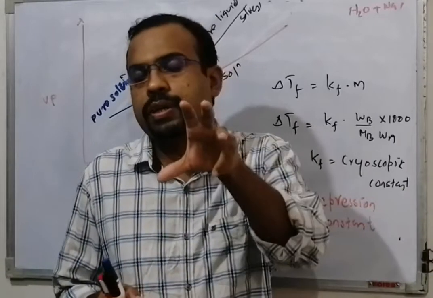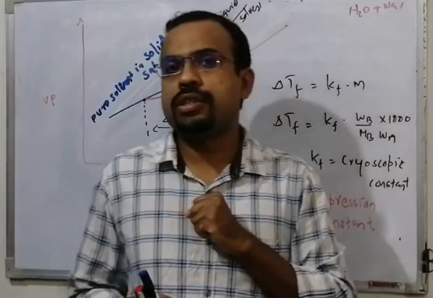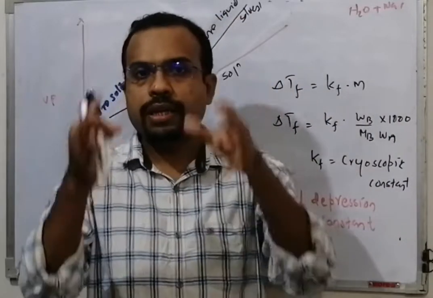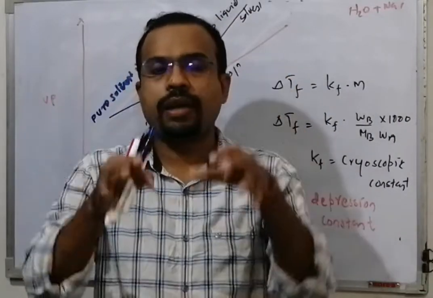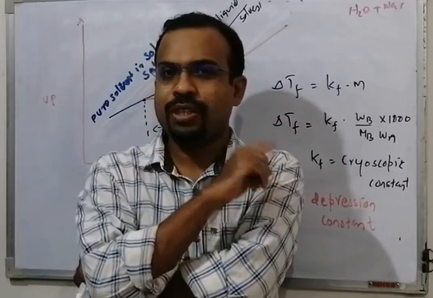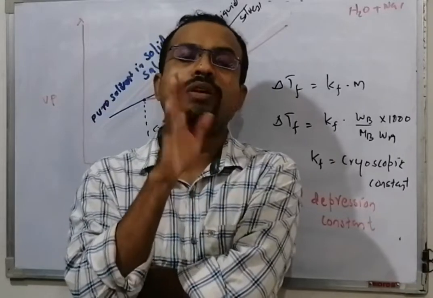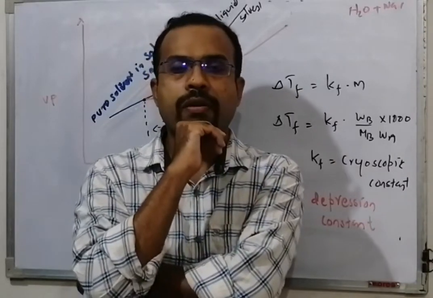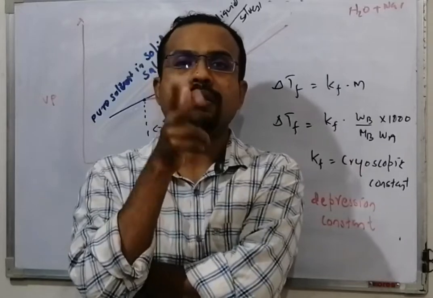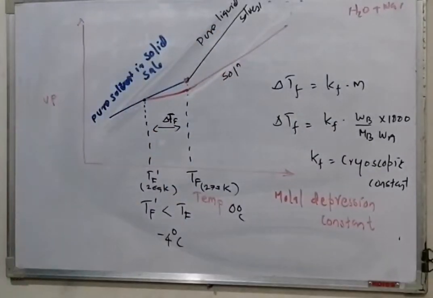The temperature in Kashmir at that time may not be a freezing temperature for the snow solution. Therefore, the snow starts to melt, and automatically the road is cleared. Okay, that's all the points about depression in freezing point.